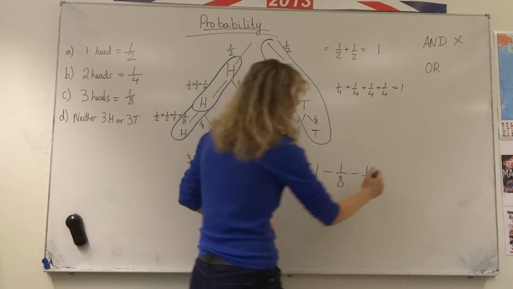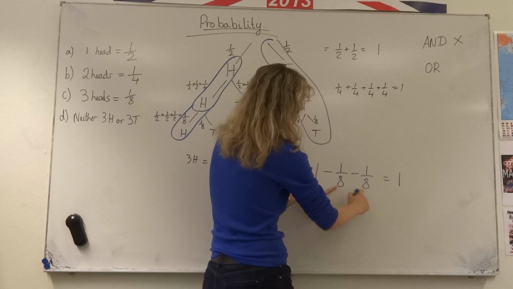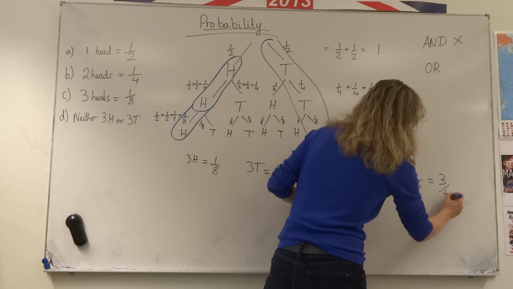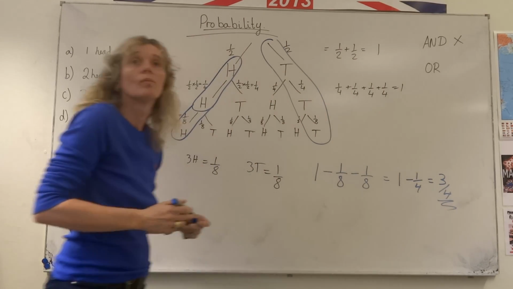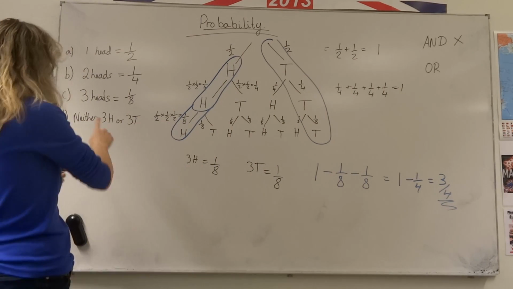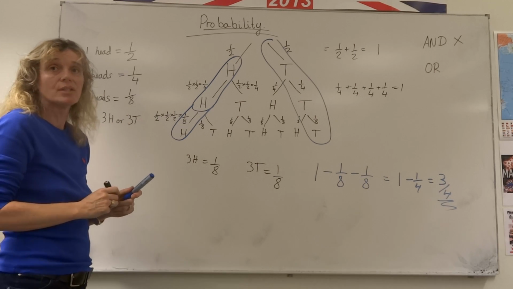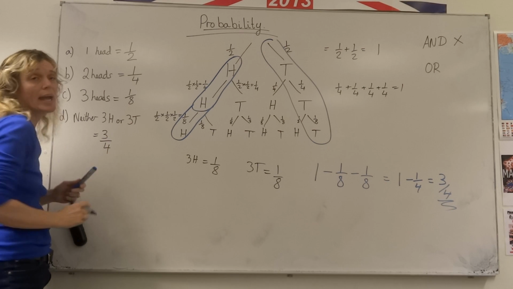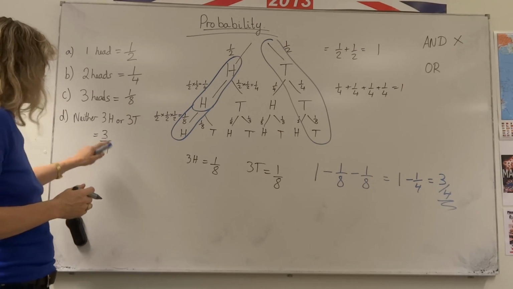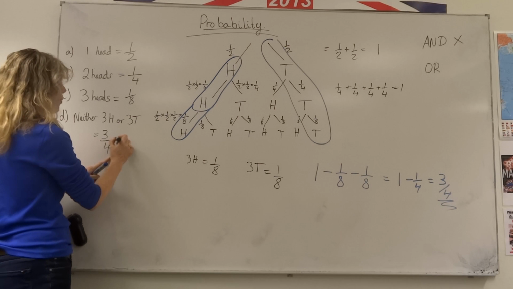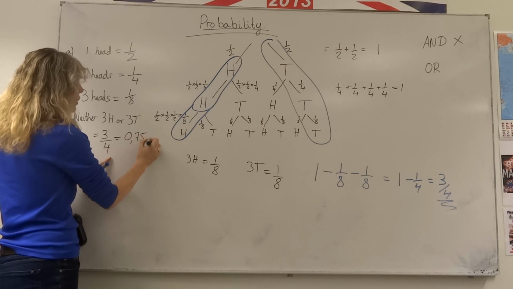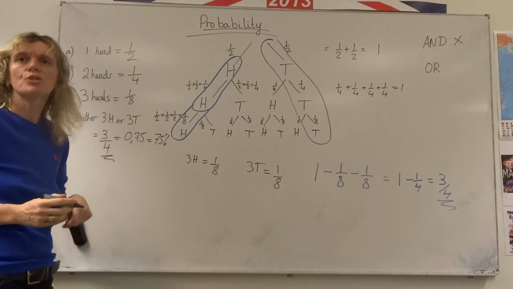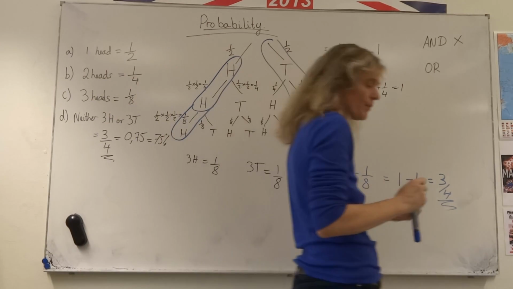So we could take 2 lots of 1/8, which is a quarter. 1 minus a quarter is 3/4. So the chance of me getting neither 3 heads or 3 tails is 3/4. You can represent probability as a fraction, or as a decimal, or as a percentage. Fraction is the most common, but you can use either of them.